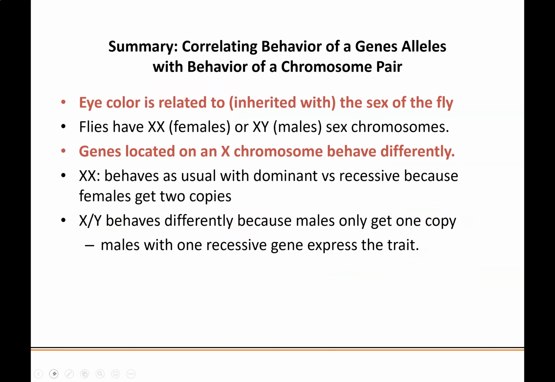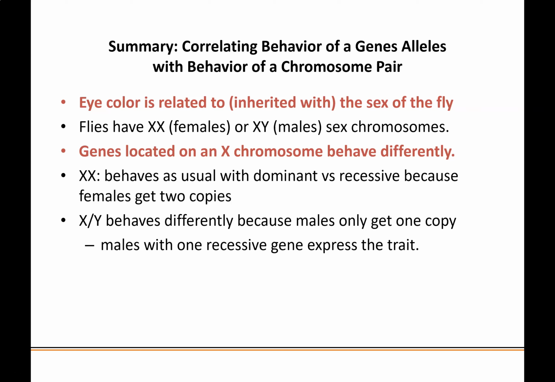So let's summarize what we've seen here. This is what Morgan saw. He found that eye color is related to, meaning inherited with, the sex of the fly. Flies have XX or XY chromosomes, and genes located on the X chromosome behave differently. Now, the XX in females behaves as usual, meaning that if you have dominant and recessive alleles, they're going to behave just like they did in our Mendelian genetics chapter. If a female has 2 copies of the recessive, you're going to see it, but otherwise you're going to see the dominant trait because that recessive allele is hidden by the dominant allele.